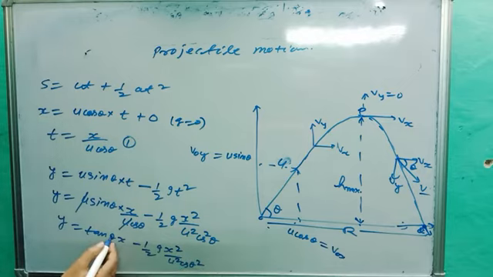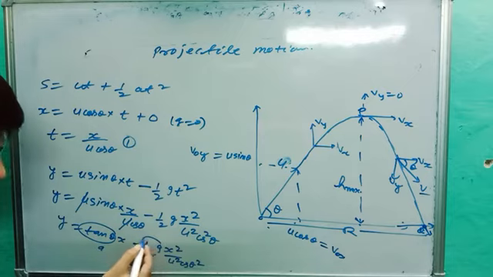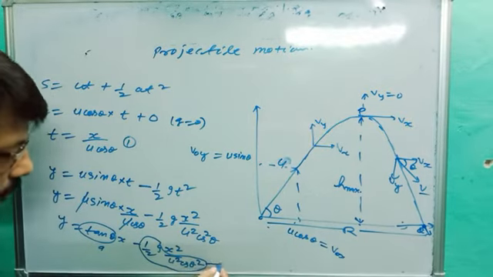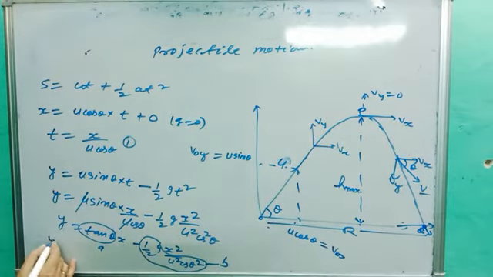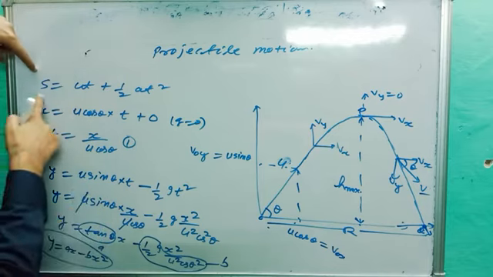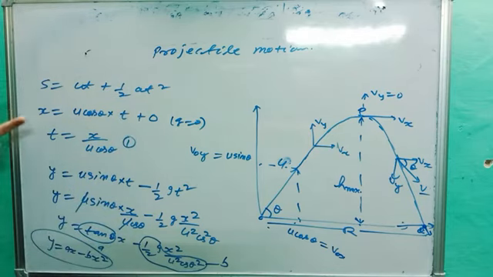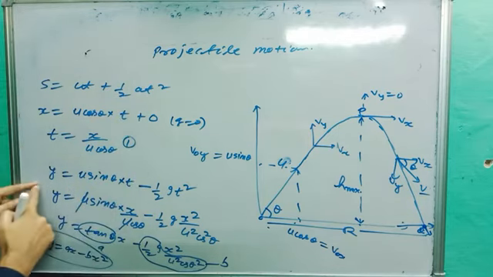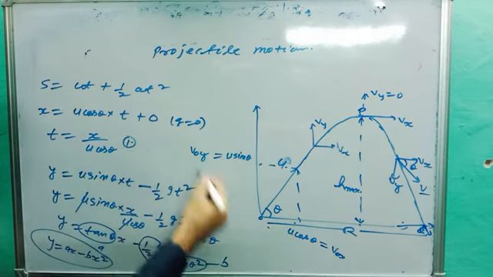Put tan theta as a, and this other term is constant, 1 upon 2 g upon u square cos square theta, call it b. Only x is changing here. So what we get is y is equal to ax minus bx square. This is the formula of a parabola. Hence this projectile motion will be parabolic. So you have to find two components. S is equal to ut plus 1 upon 2 at square, resolve into x and y components, and put the value of t from the first equation into the second.